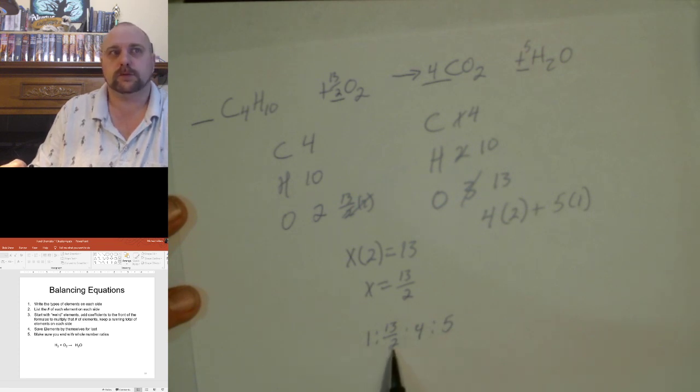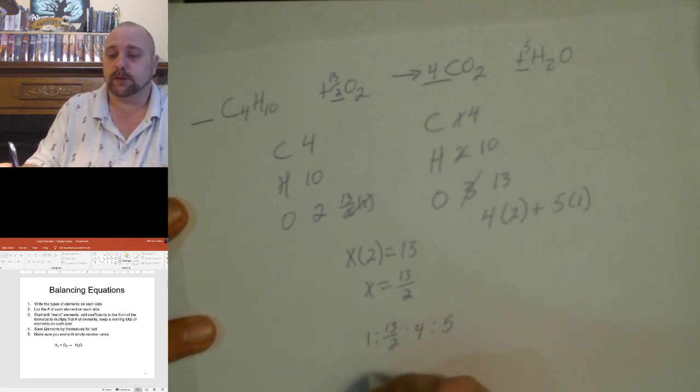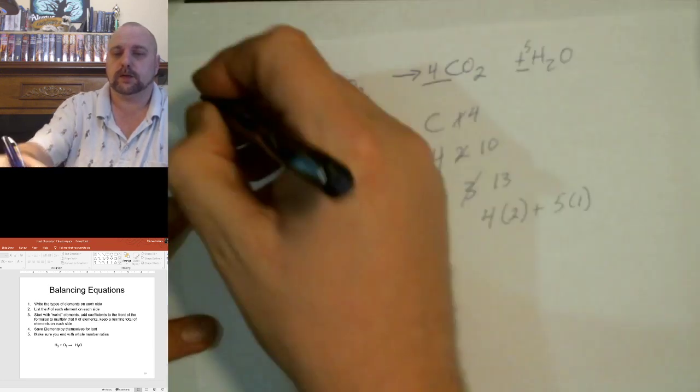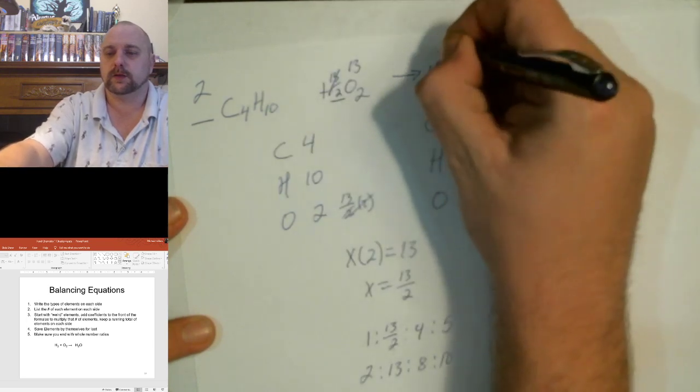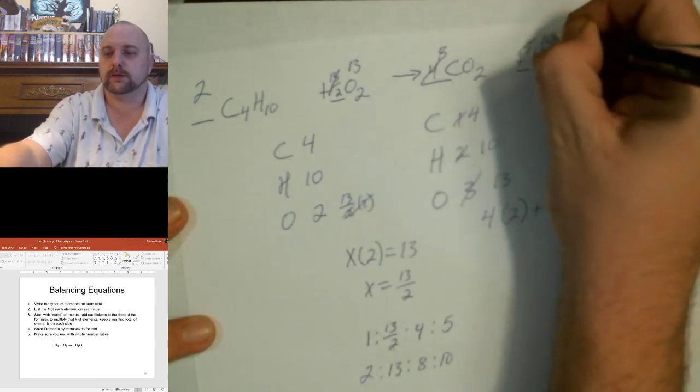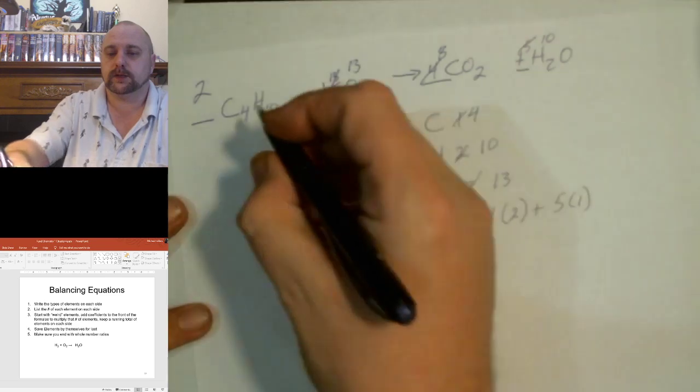And I'm going to use the number that's on the bottom, just so it cancels out. So I'm going to multiply them each by 2. So 2 to 13 to 8 to 10. In other words, 2, 13, 8, 10. Come back and check my work.